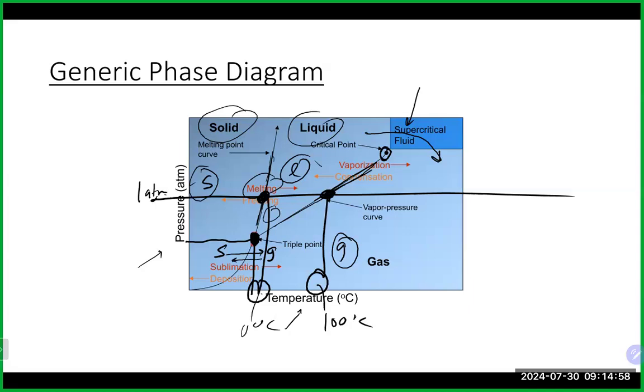So you do need to know a phase diagram where solid, liquid, and gas are located. You need to know where the triple point is located, where the critical point, temperature and pressure is located, and where the transitions of melting, freezing, evaporation, condensation, sublimation, and deposition occur. Any questions on any of that there?